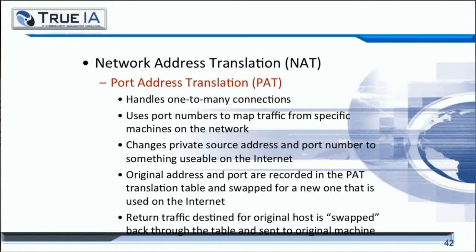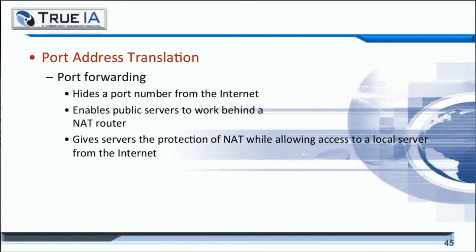The original address and port number are recorded in the PAT translation table and swapped for a new one that is used on the internet. This way, it knows when return traffic is destined for the original host machine, it can swap that information back so that it arrives safely. Similar to PAT is port forwarding. This hides a port number from the internet. It enables public servers to work behind a NAT router and gives the server the protection of NAT while allowing access to the local server via the internet.